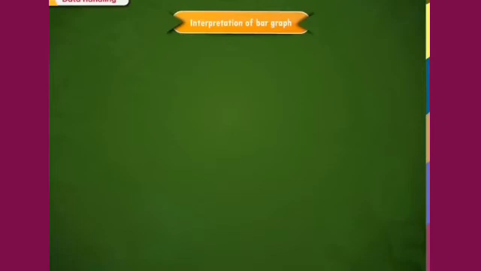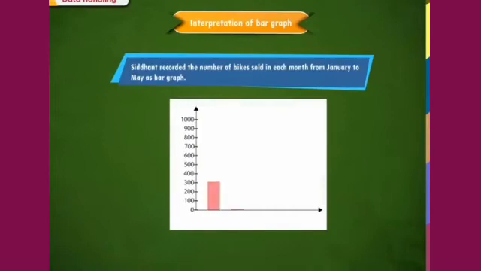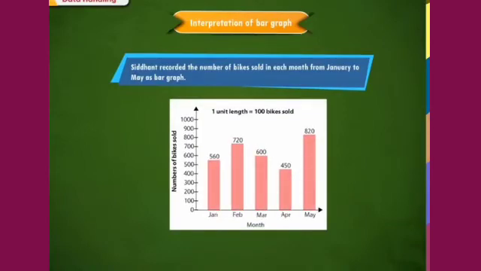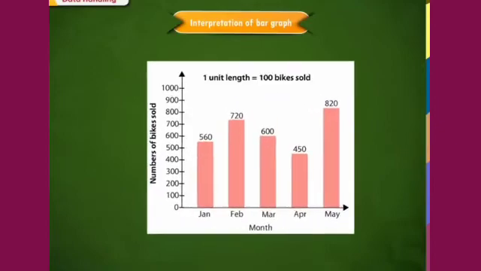Let us understand bar graphs by interpreting the data they represent. Siddhant recorded the number of bikes sold in each month from January to May with this bar graph. This bar graph shows the sale of bikes from January to May. The width of the bars should be equal to the distance between the bars. It is clear from the bar graph that the sale of bikes was the maximum in the month of May. Sale of bikes was the least in the month of April. The sale of bikes in February exceeded the sale in January by 60.